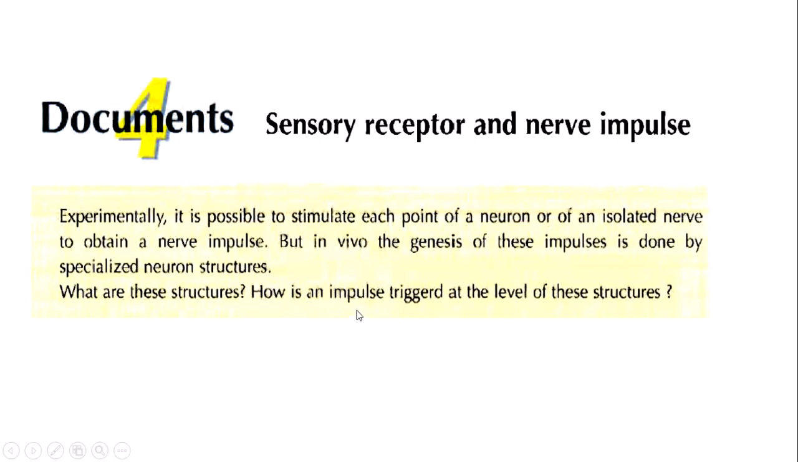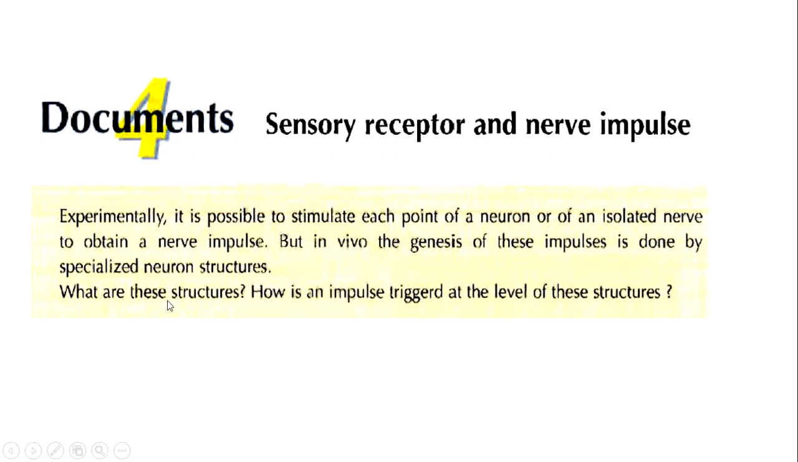But in vivo, meaning in the real living system, the genesis, the formation of these impulses, the action potentials, is done only by specialized neuron structures. This is because we have to realize that we're usually in the body dealing with real sensations like sound, like temperature variations, like pressure, like force. So these are the things that we usually detect and the body responds by forming action potentials for. For that reason, we need structures called sensory receptors.